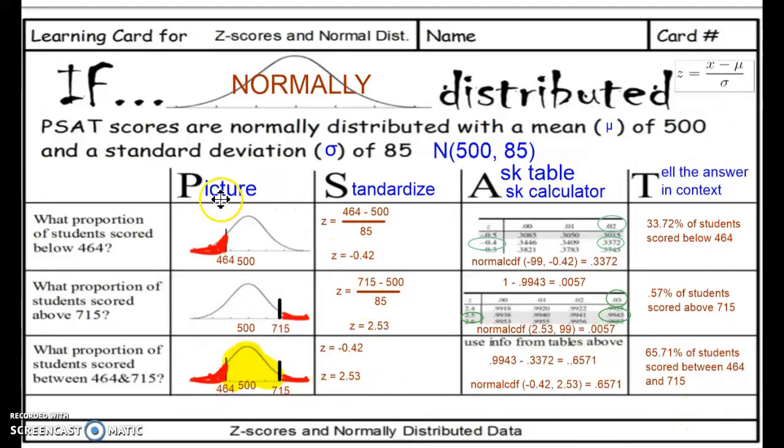So I hope this helps you understand normal distributions and how to use z-scores and how to find area under a curve. And I hope you have fun in your stats class.